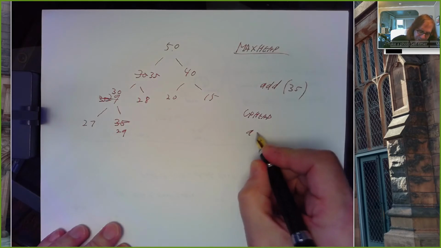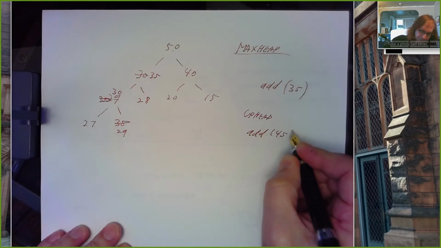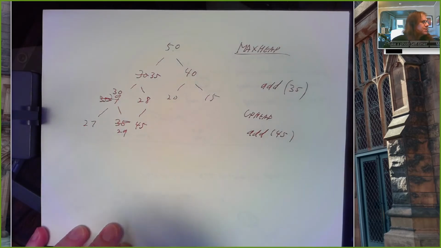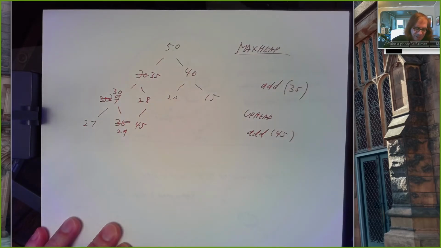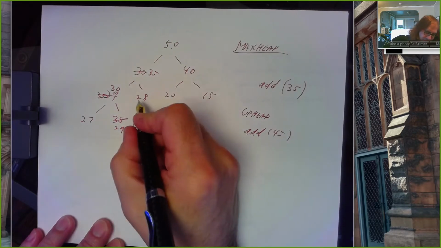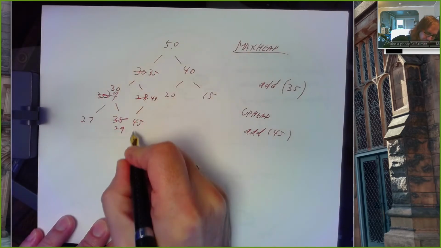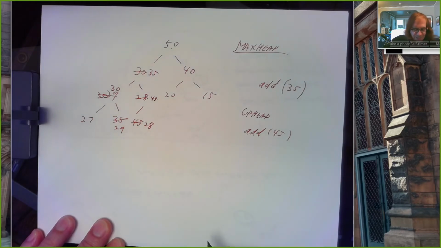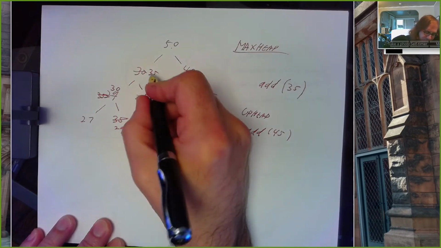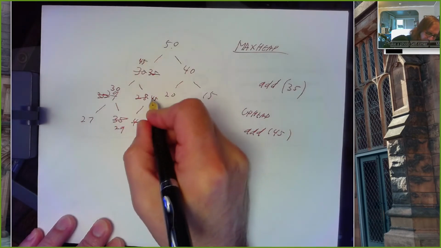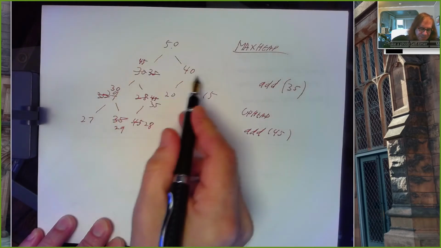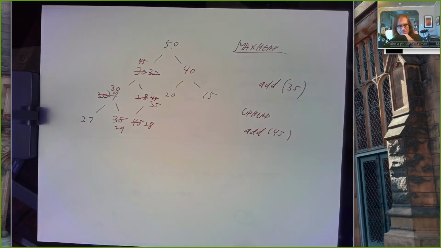All right, let's add a 45. So it's going to go over here, because that's the next position to make it look like a heap. And then check its parent. 28's not bigger than both children, so swap with the largest child. And then up heap again. Check 45's parent. 35 is not bigger than both children, so swap with the largest child. And then check 45's parent. 50 is bigger than both children. We're done.